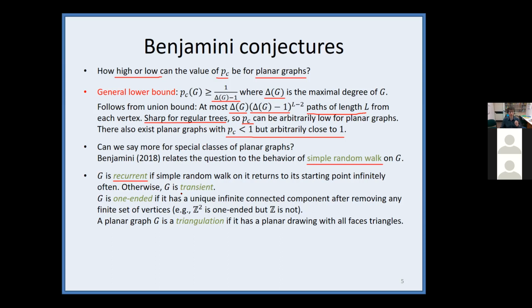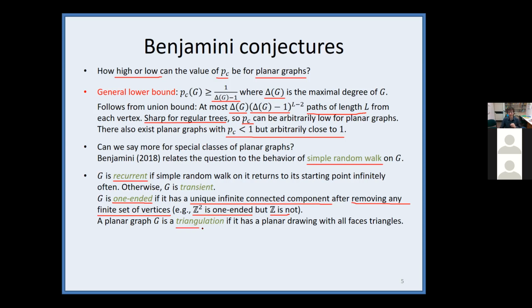We also would like to talk about the notion of one-endedness. A graph is called one-ended if when you erase a finite set of vertices, then what remains is a unique infinite connected component and maybe some finite components, but there can't be 2 or 3 or more infinite connected components. So for example, Z squared will be one-ended. If you remove finitely many vertices, there's just one infinite component, but Z is not, it will be two-ended. It will be the left and the right infinite component.